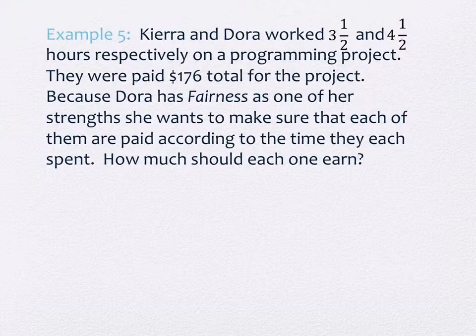It's different. Kierra and Dora work 3.5 and 4.5 hours respectively on a programming project. They were paid $176 total for the project. Because Dora has fairness as one of her strengths, she wants to make sure that each of them are paid according to the time they spent. How much should each one earn?